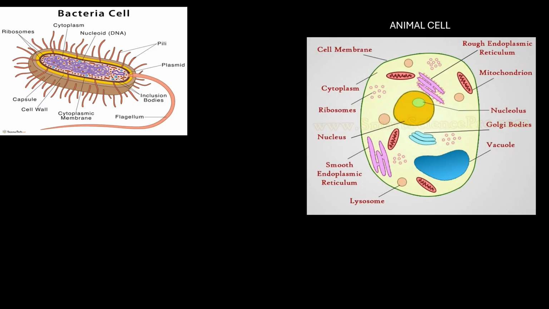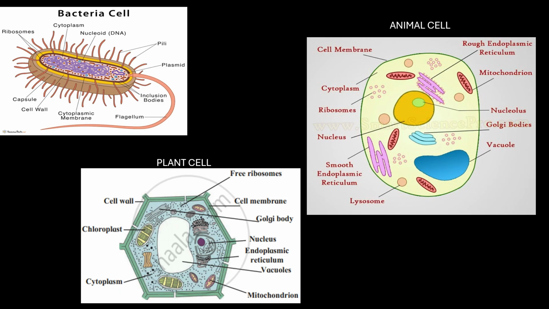Now, this is the structure of a bacterial cell. This is the animal cell, and the last one is the plant cell. Observe carefully. In the bacterial cells, we do not have any well-defined nucleus. We have only nucleoid DNA. In the animal cell, we have a well-defined nucleus, and in the plant cell also, we have a well-defined nucleus.